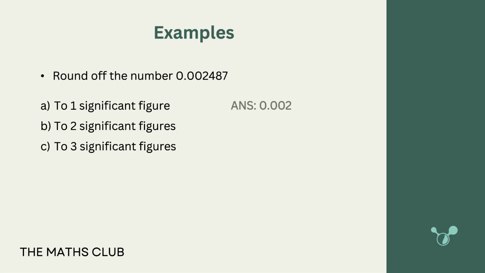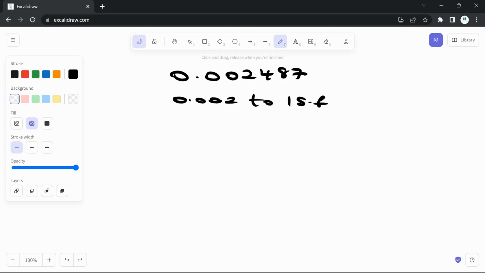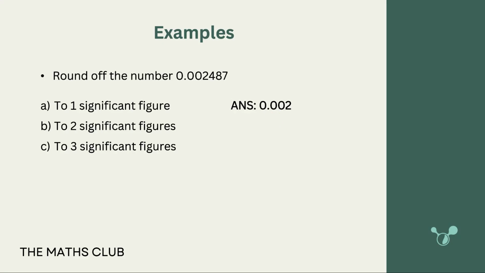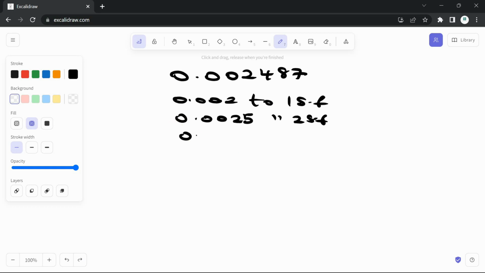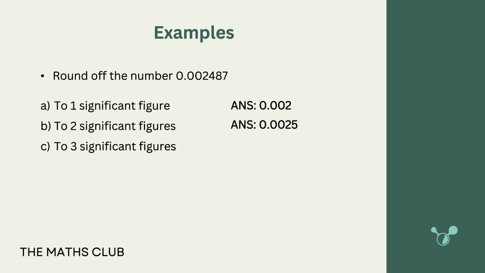Let's see. Great. So to two significant figures, that will be 0.002 what? Because the value after the second one is more than 5, so that will be 0.0025 to two significant figures. Great. So to three significant figures, that will be 0.0024. Now this is the 8 part, right? The value after the 8 is up to 5, so I'm going to add 1 to the 8. That will be 0.00249 to three significant figures. Right, so that's basically it about it.